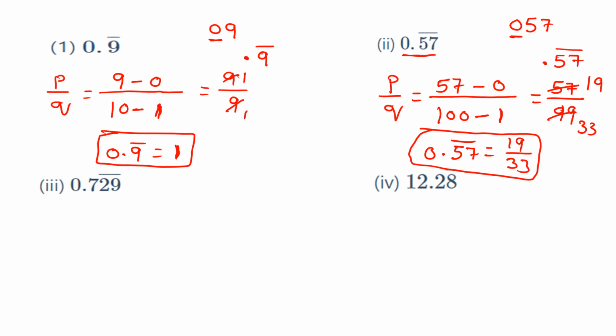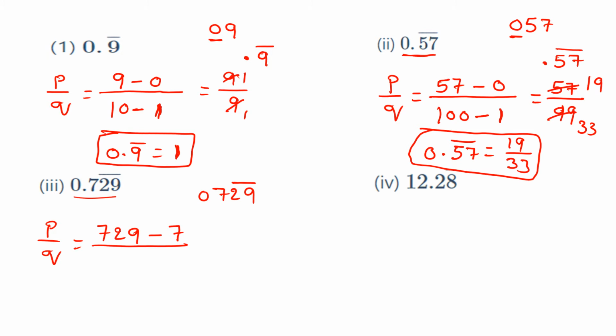Now coming to this one, 0.729 bar. Look at that, how can we write it? In the numerator, we should take the total number here. What is the total number? 0729, that means 729. So take that 729 minus. Which digits are not repeating in that number? That is 7. Right? 07 means 7 only. So we should subtract 729 minus 7 here.